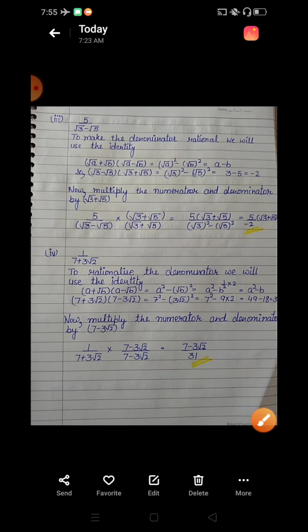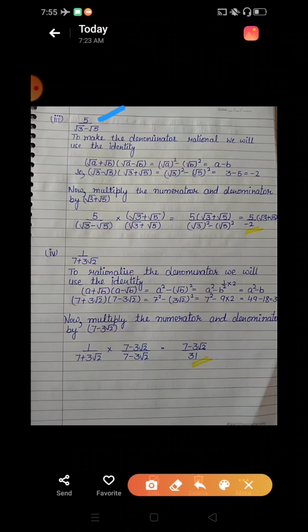The third example is 5 divided by root 3 minus root 5. To make the denominator rational, we have to use the identity (root a plus root b)(root a minus root b) is equal to root a square minus root b square. Same identity, (a plus b)(a minus b) is equal to a square minus b square. So root a square will become a, root b square will become b.